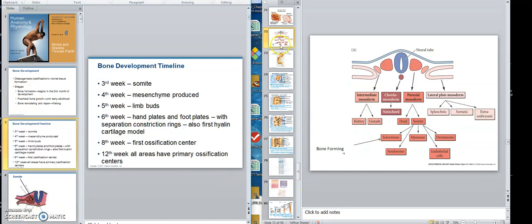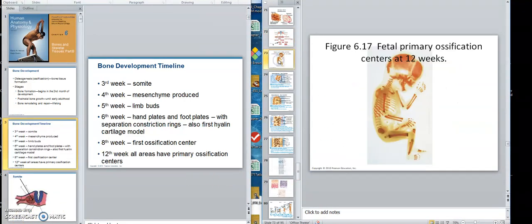When you look at that, here you're seeing about 12 weeks. At 12 weeks, all areas that are going to make bone should have at least started making bone, and those areas are called ossification centers. So again, the first time that you actually will see anything as far as bone is about the eighth week in utero. And so that's kind of what we're starting to see.